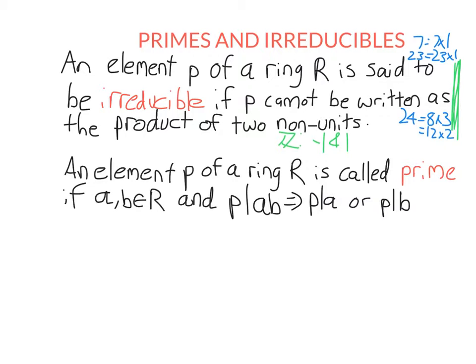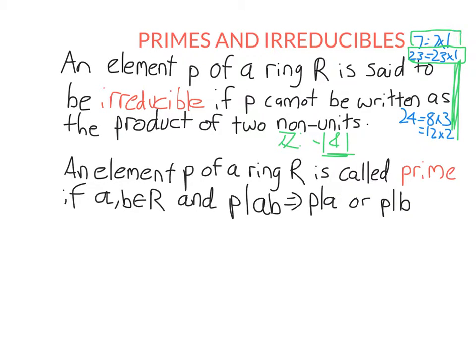Remember, a unit is an element of the ring that has a multiplicative inverse. So -1 and 1 are their own inverses. In the integers, 2 is not a unit because its multiplicative inverse, which is a half, is not a member of Z, is not an integer. So the numbers that we've been calling prime, you can't write them as the product of two numbers where neither of the numbers is plus or minus 1. So 23, we can't write it as something times something unless one of those somethings is 1.